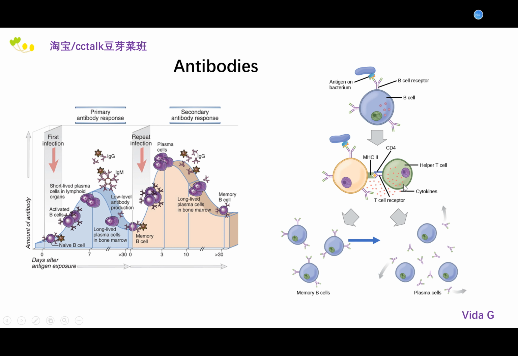And the T helper cell will release cytokines, which will further activate the B cell to engulf more virus, and also help the B cell develop into plasma cells and memory B cells. The plasma cell will produce antibodies. And during the second infection of the same virus, the memory B cells will develop into plasma cells more quickly and produce a larger amount of antibodies.